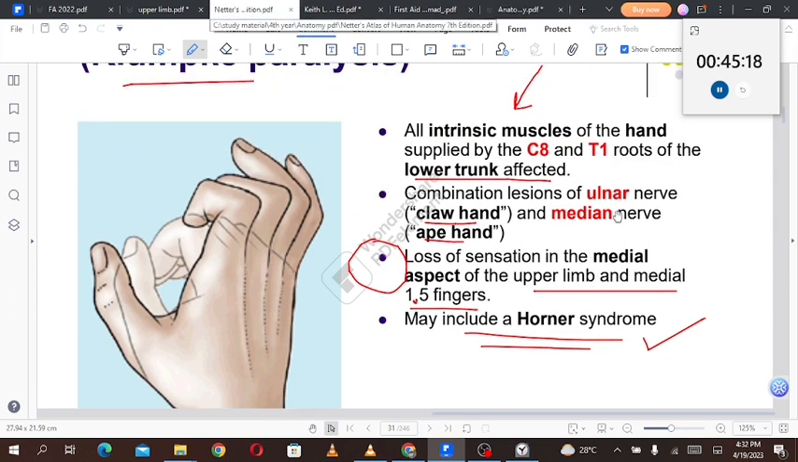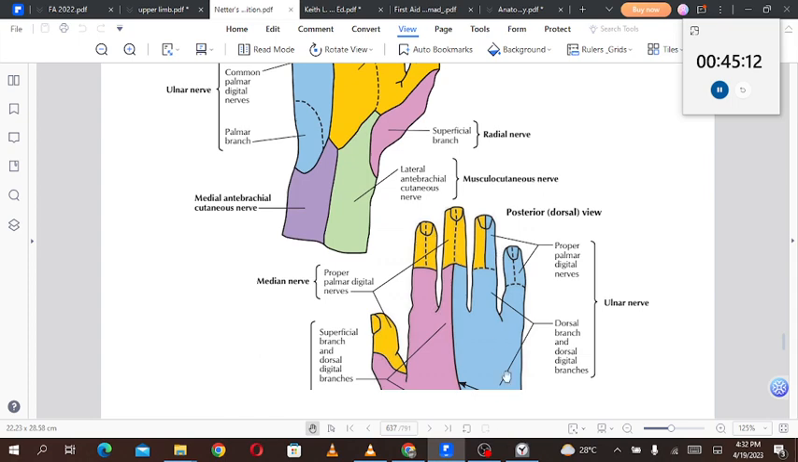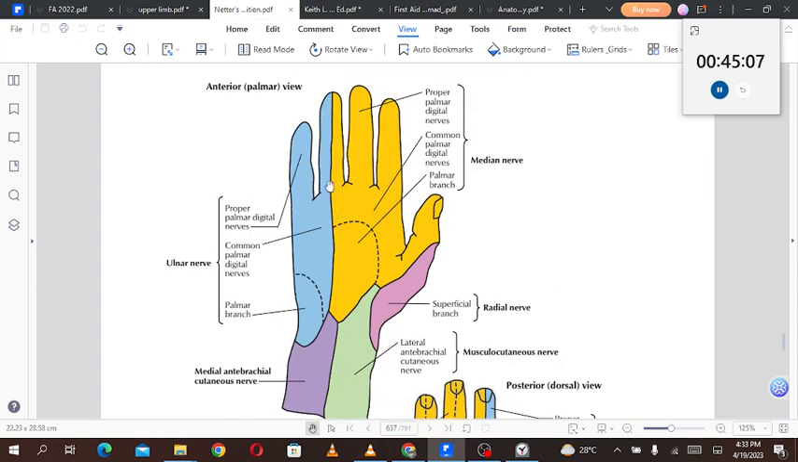So let me show this over here. You see this is the distribution of the ulnar nerve, the blue one, and the posterior is also over there. The medial 1.5 digits are involved whenever there is any damage to the ulnar nerve, for example in the case of Klumpke's paralysis or damage to the lower root of the brachial plexus.